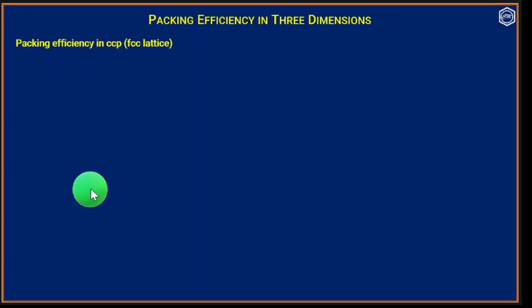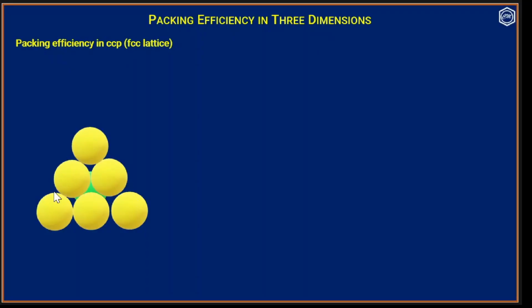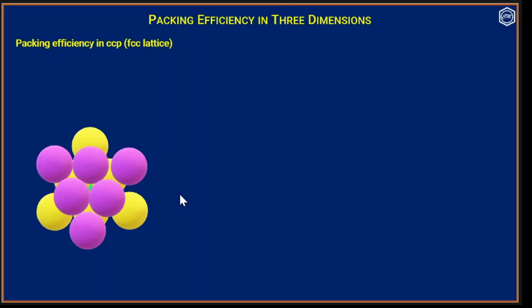Let this be an atom from the first layer. And now we consider 1, 2, 3, 4, 5, 6 atoms from the second layer, and again 6 atoms from the third layer, and 1 atom from the fourth layer. So this will form an ABC pattern, and it is the same as the face-centered cubic lattice. So these will be the face-centered atoms, and these are the corner atoms.